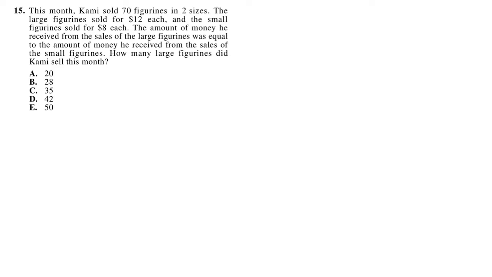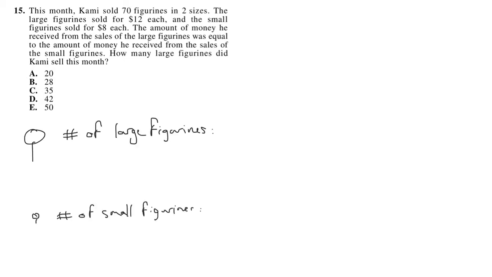So for this type of problem, I like to draw a picture. We can make our large figurines here, and then our small figurines here. Let's say that our number of large figurines is X, and number of small figurines is Y. Those are two quantities that we don't know the value of, and that's why we're giving them X and Y values. But what do we know about them?